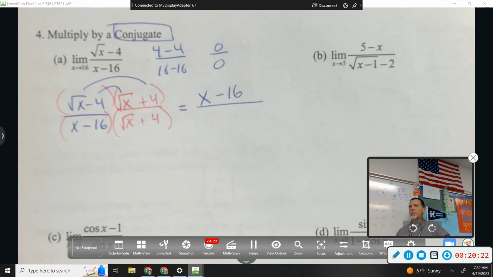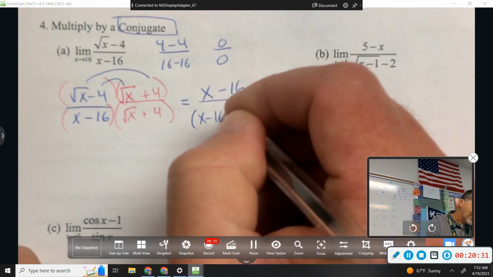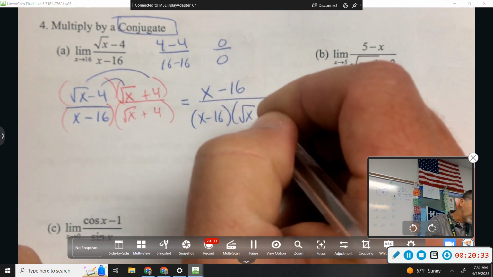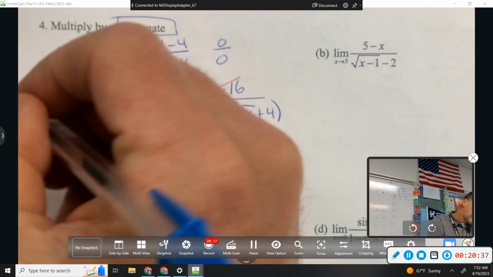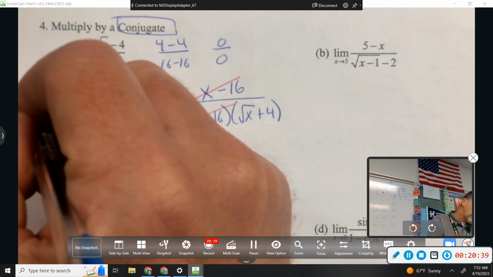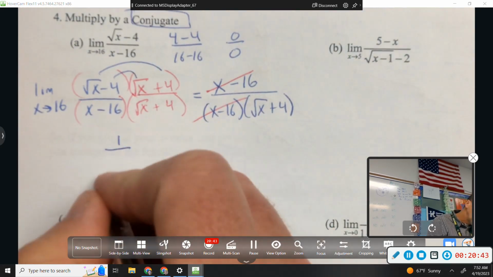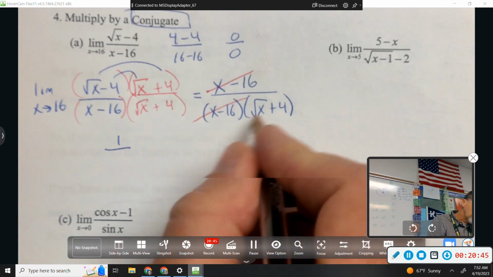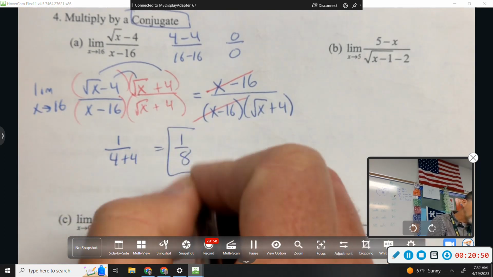What do you think about the bottom? Should we FOIL the bottom? Why not? Because x minus 16 is sitting right there, like begging you to cancel him. So let's try 16 again. Substitution. So 1 over square root of 16 is 4. 4 plus 4 is 8. So 1/8.